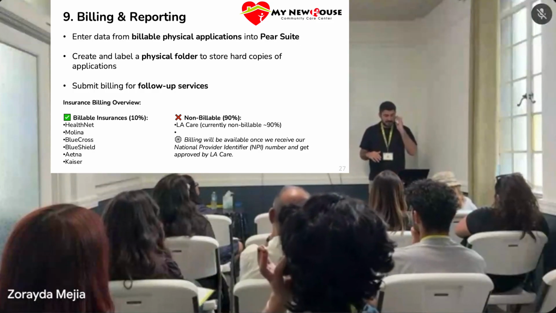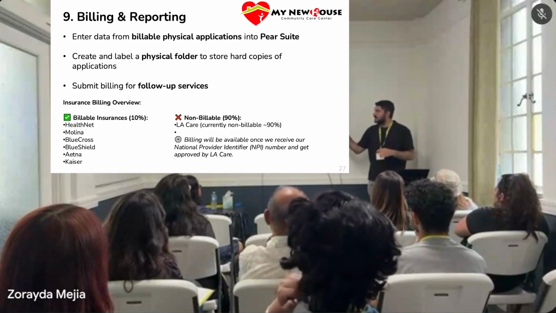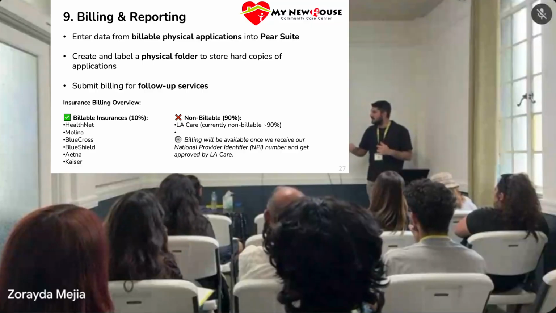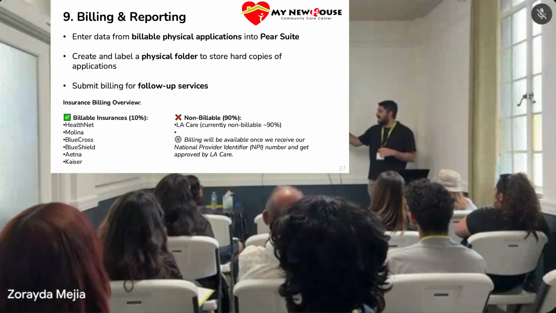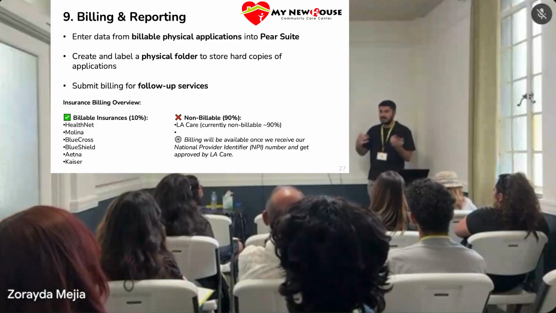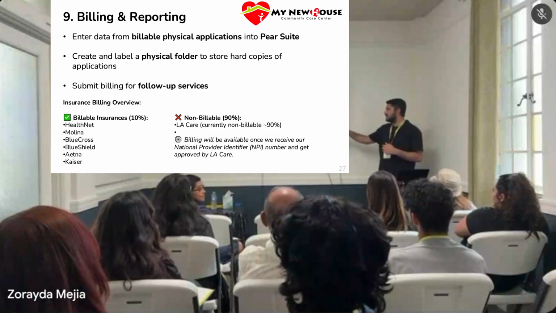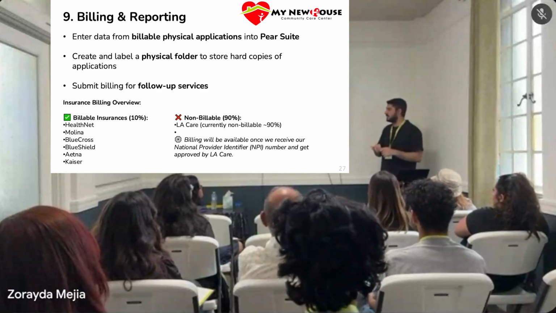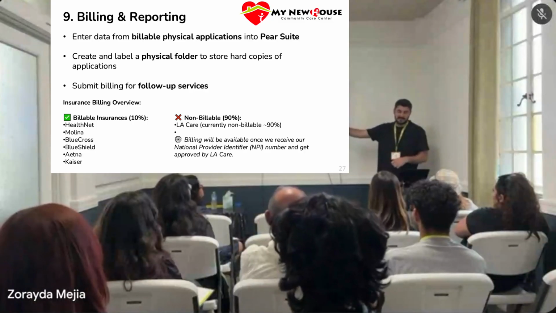The billable insurances are the ones you see on the left. It's only 10% of the ones that we see that come in, but it's Health Net, Molina, Blue Cross, Blue Shield, Aetna, and Kaiser. The non-billable insurance is LA Care, which ironically makes up 90% of the people that come in here. But we will be able to bill them soon once we get an NPI number. That's like a medical number that says this is who we are, and we get approved by LA Care. So this will soon be billable, but as of right now, it's not billable.